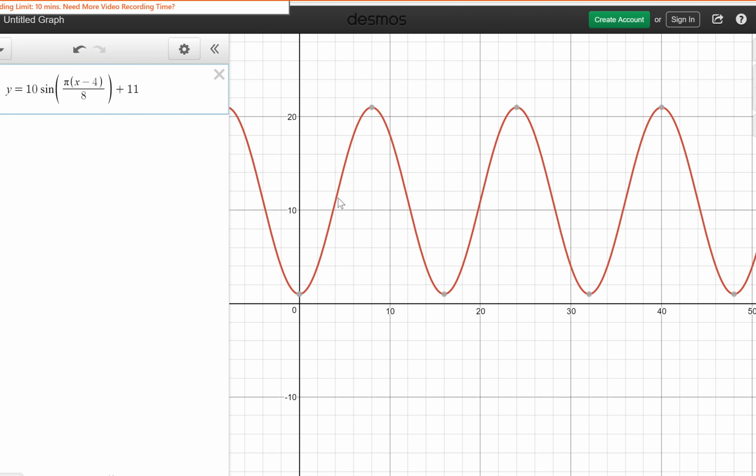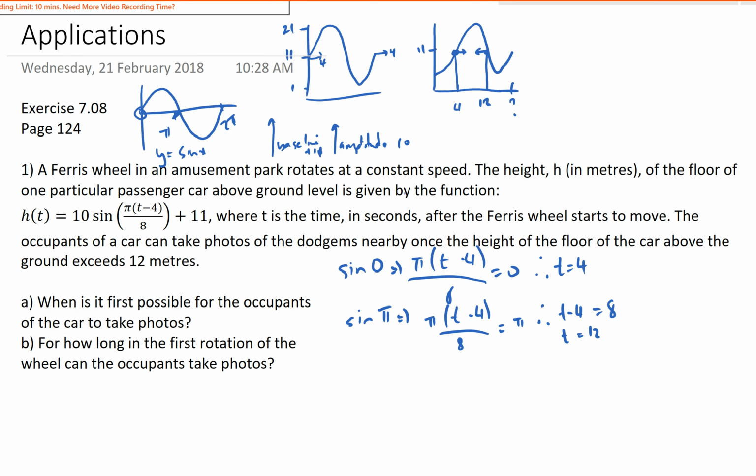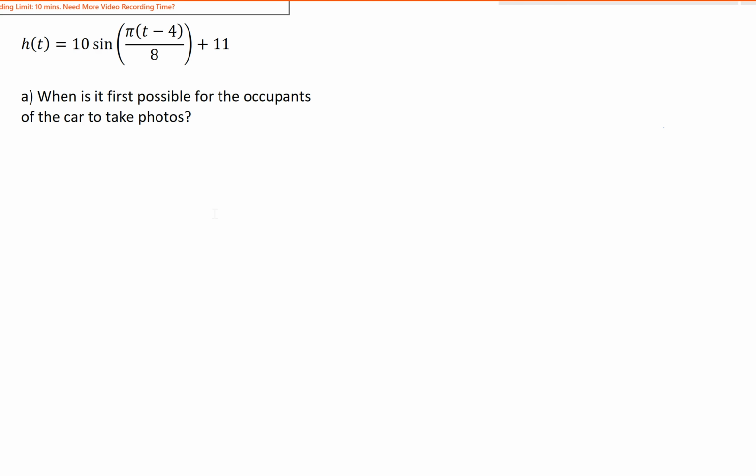And so what they're trying to find is what's the difference between up here at 12, 4.25 roughly, to, what is that, you can see it, it's roughly around there. So we need to do the algebra around there. So back to here. Here we go. So question 1, you're asked to say when can they first take photos. So we're asked to find when h is 12.